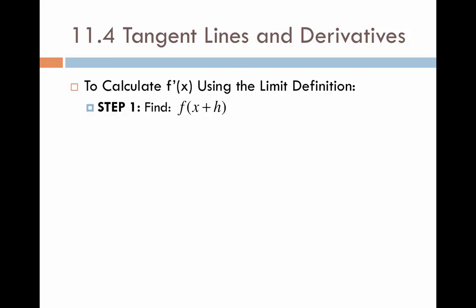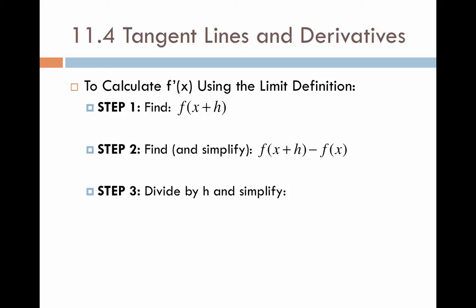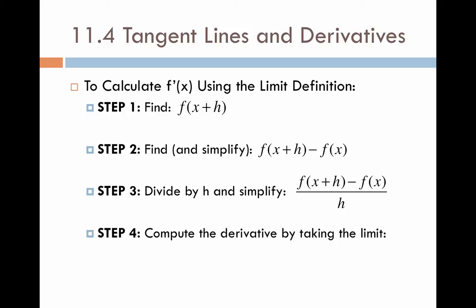So to calculate f prime of x using the limit definition, there's basically 4 steps. The first step is to find f of x plus h. The second step is to find and simplify f of x plus h minus f of x. Step 3 is to divide by h and simplify. So you're looking for that difference quotient. And step 4, finally to compute the derivative, you have to take the limit as h approaches 0 of that difference quotient. So you have 4 steps to finding the derivative using the limit definition.